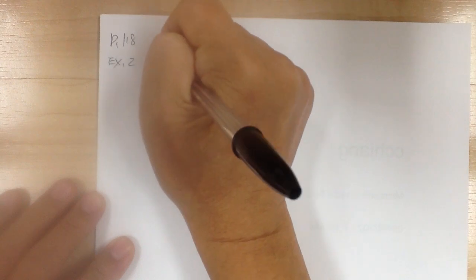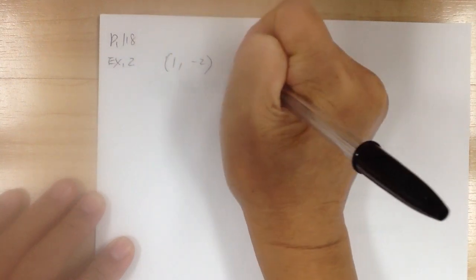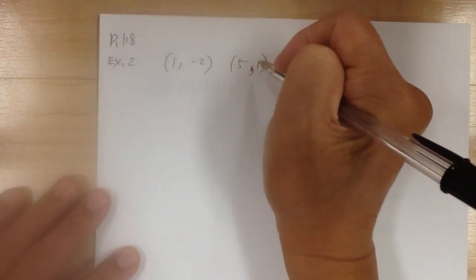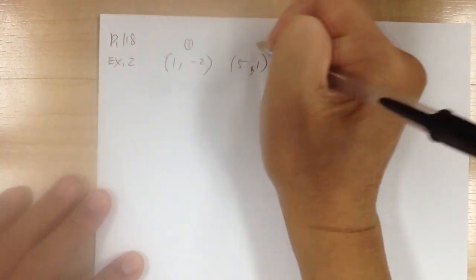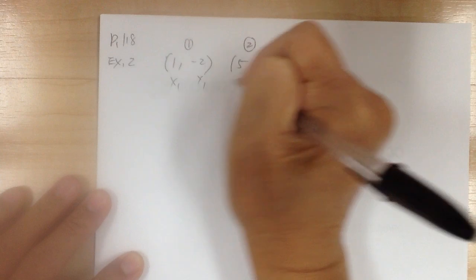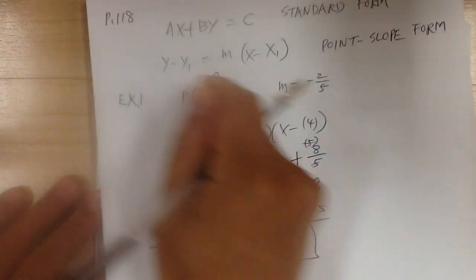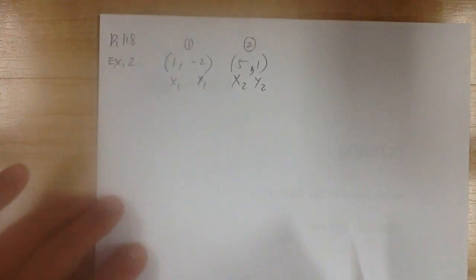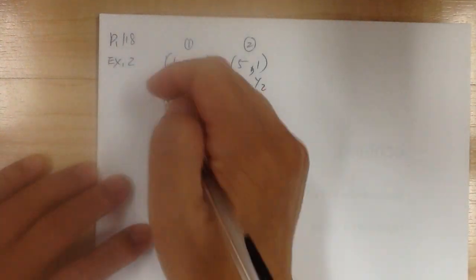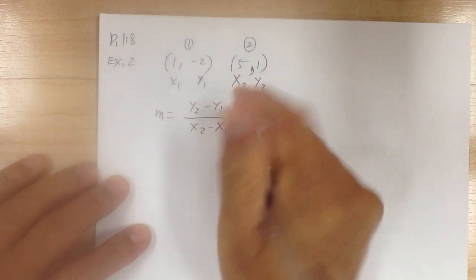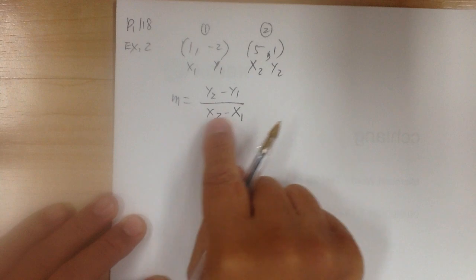Okay, let's go to example 2. You're given 2 points: (1, -2) and (5, 1). When you have 2 points, you need to find the slope first. This is your point number 1, x1, y1, and point number 2, x2, y2. To use the point slope form, you need to have a slope, but right now you don't, so you need to get the slope first. So m equals y2 minus y1 over x2 minus x1. That's your formula for the slope.